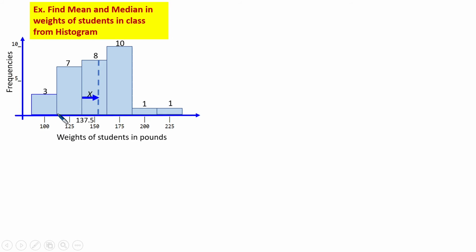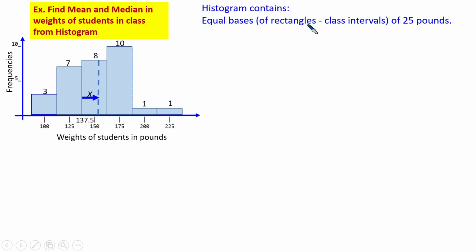Okay. So here, 125 plus 12.5 is 137.5. This is a histogram given to you. A histogram contains equal bases of rectangles, with a class interval of 25 pounds. As I said, from here to here is 25 pounds. And the frequencies, the heights of the rectangles, are 3, 7, 8, 10, 1, 1.